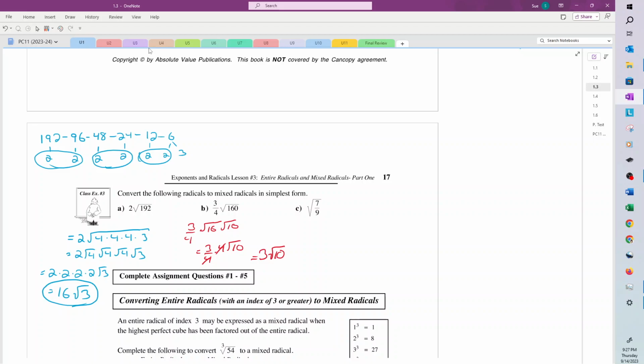And I should be checking this on my calculator because 3 root 10 should equal 3/4 times root 160. So if I calculate one and then I subtract the other, I should get 0, right? I would strongly encourage you to make a habit of checking those if you have a calculator that does that.